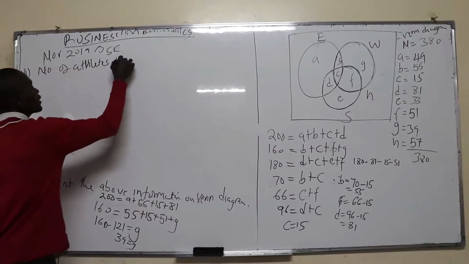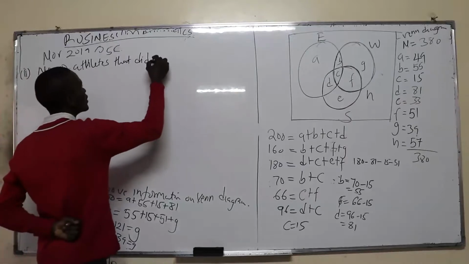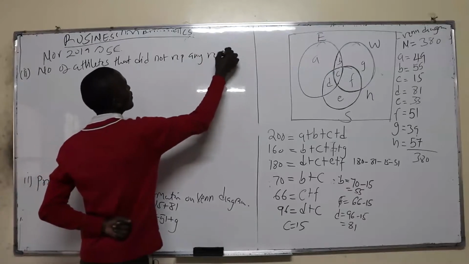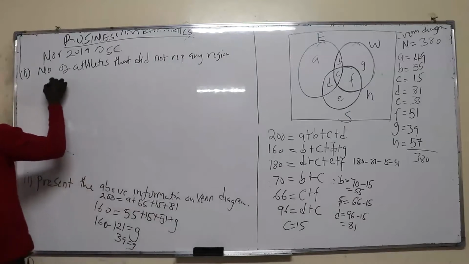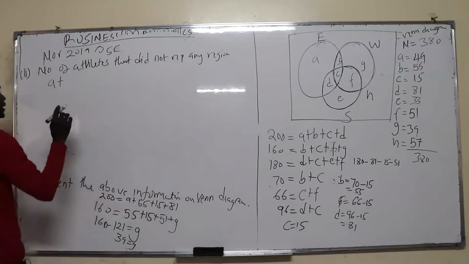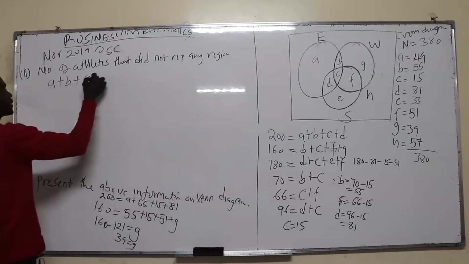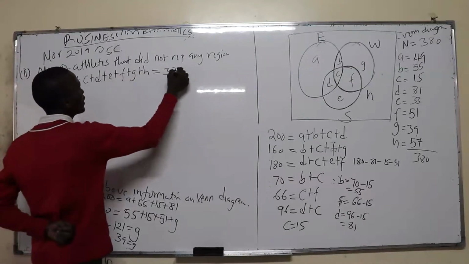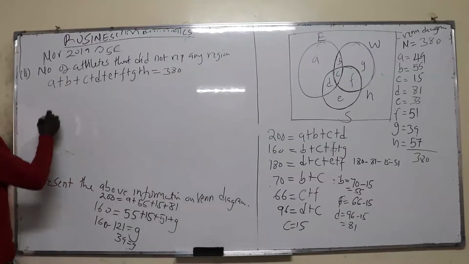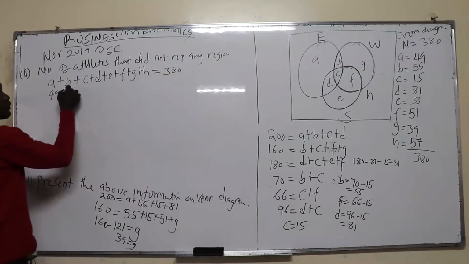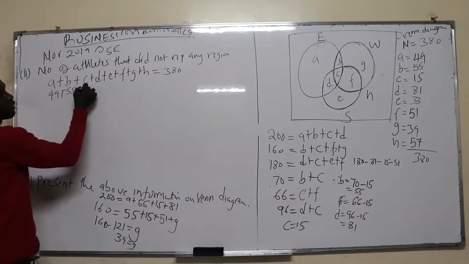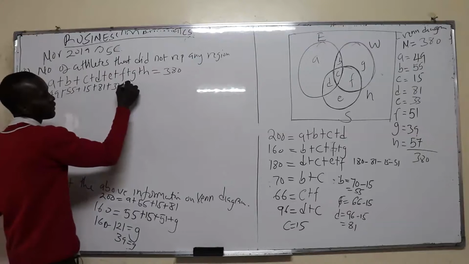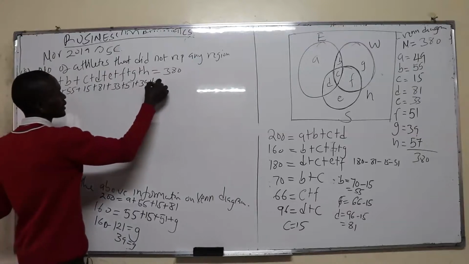And lastly, our E. G we said is 39. Our E is, where is that E? Whereby 180, we have 180 minus our D, D is 81, minus our C, 15, minus our F, if we find this, 51. So you will get E to be 180 minus 81 minus 15 minus 51, 33. Our E is 33.